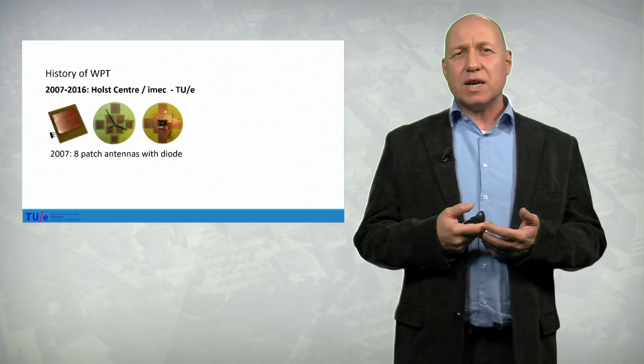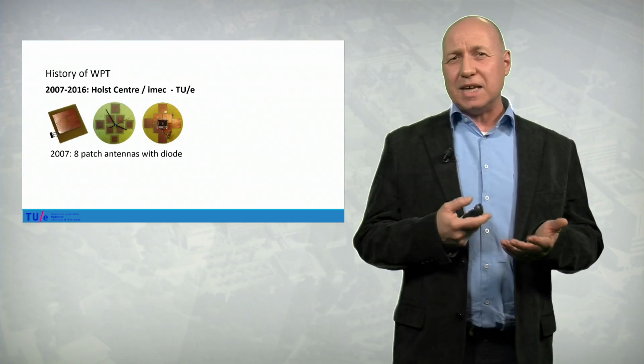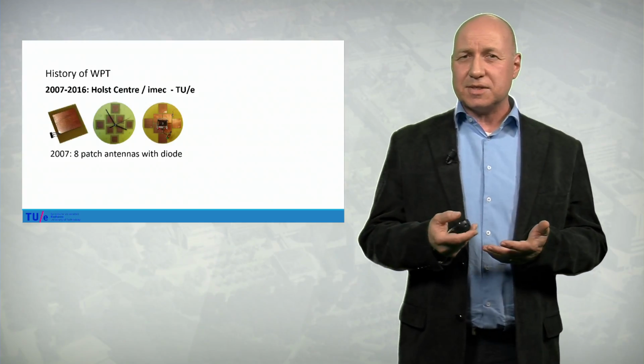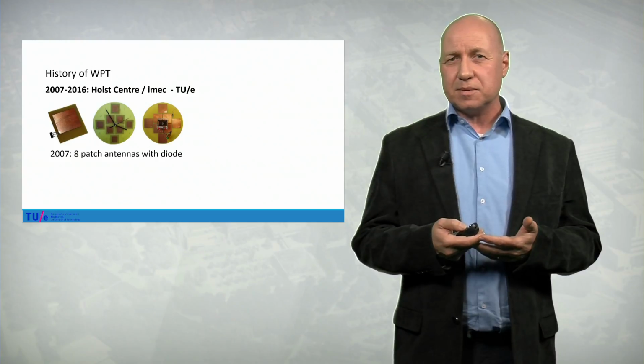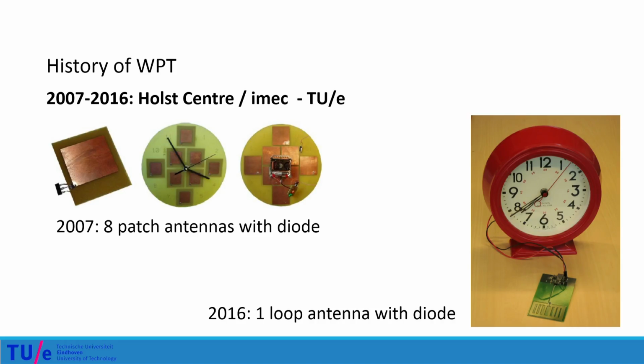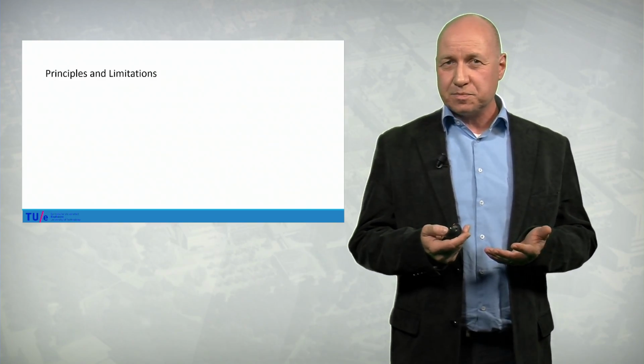We started in 2007 in our first demo, where we used 8 rectifying antennas to power a wall clock at a distance of 1 meter. Nearly 10 years later, we can do the same with having only 1 loop antenna, 1 diode, because we better understand the physics behind WPT. Which brings me to the principles and limitations.